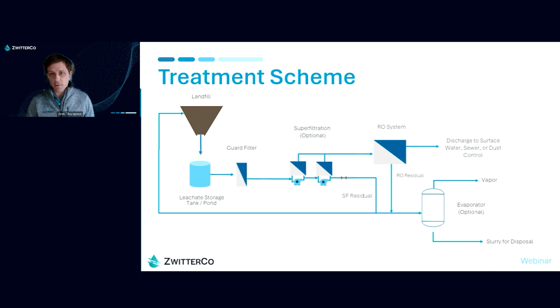From there, the residual from either the ultrafiltration or the RO can be sent back to the landfill. So you're effectively dewatering the landfill. Or it can be sent to an evaporator, some sort of thermal solution for further volume reduction. And even from then, you could go to something like a crystallizer if you really wanted to get solids. But from there, usually that slurry is either sent back to the landfill or disposed of elsewhere.